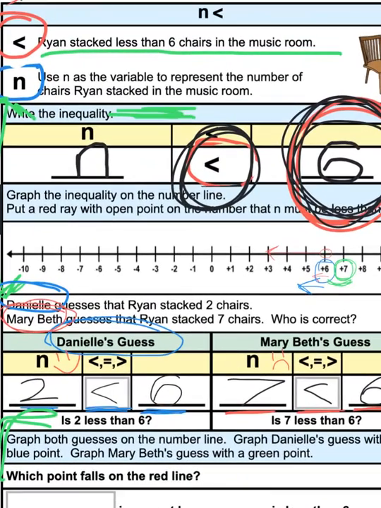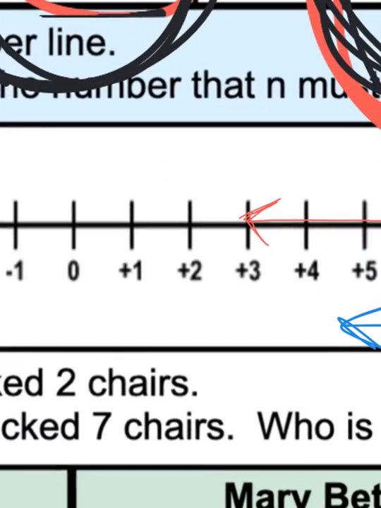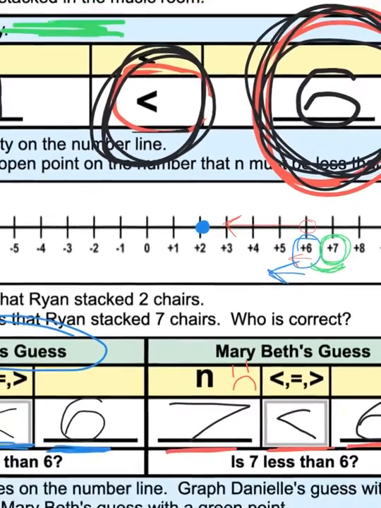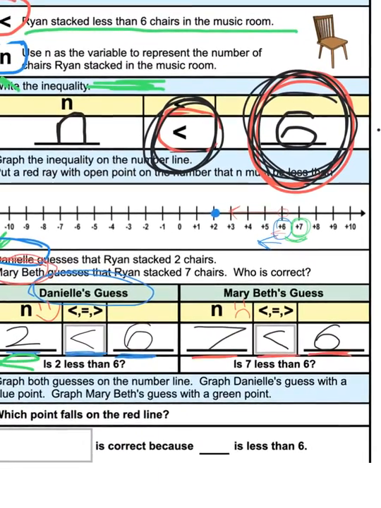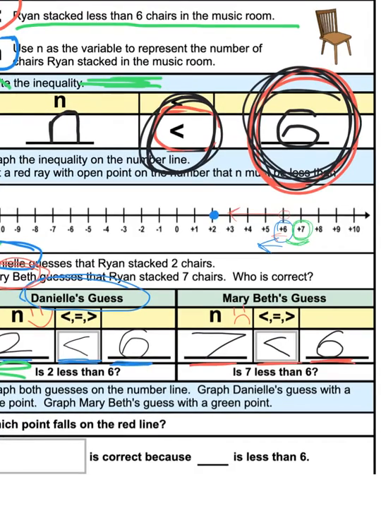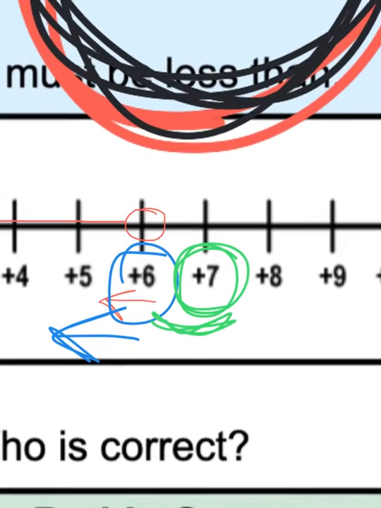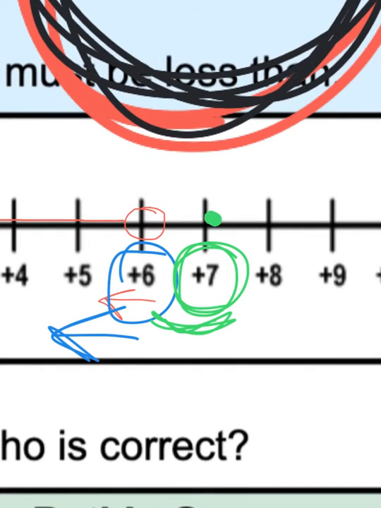So let me grab a blue, and I'm going to make my dot a little bit thicker. Okay, so this is Danielle. And then it says graph Mary Beth's guess with a green point. Oh, wow, that was convenient because I kind of already did that. Okay, so right here, this is Mary Beth's guess.